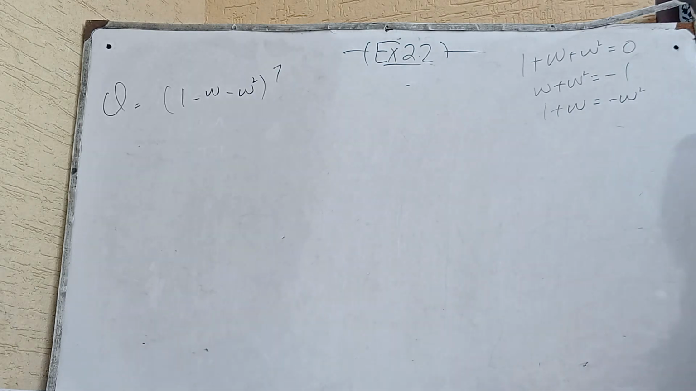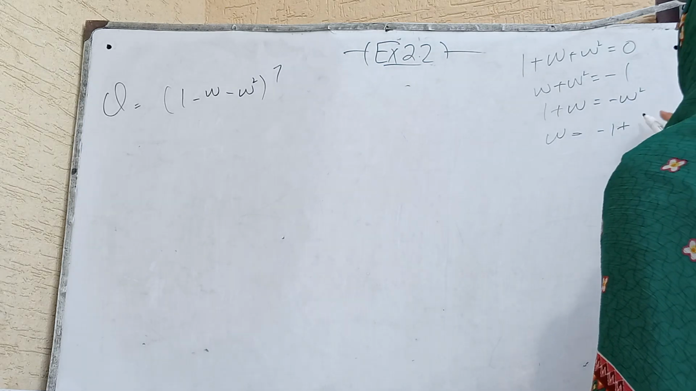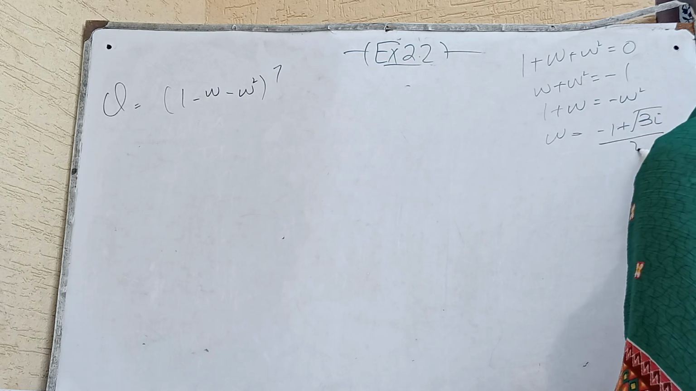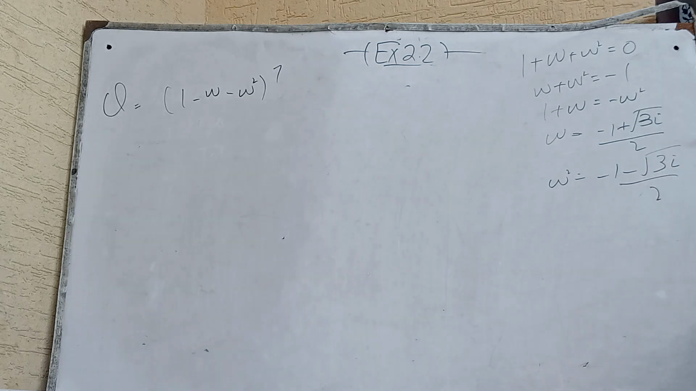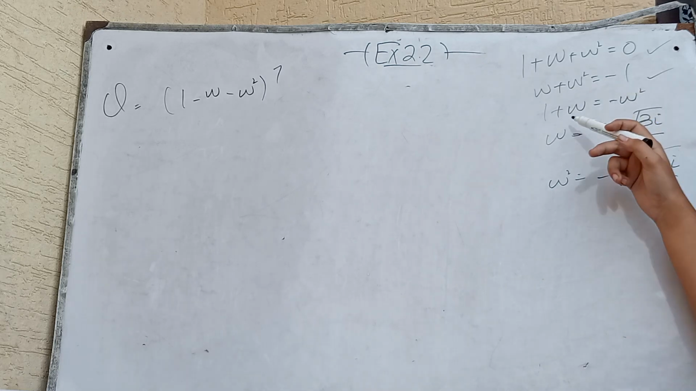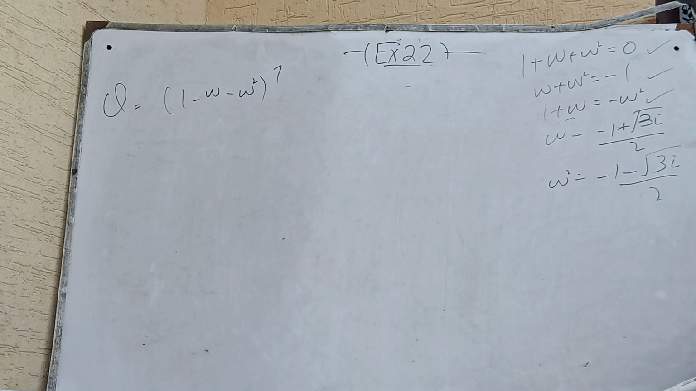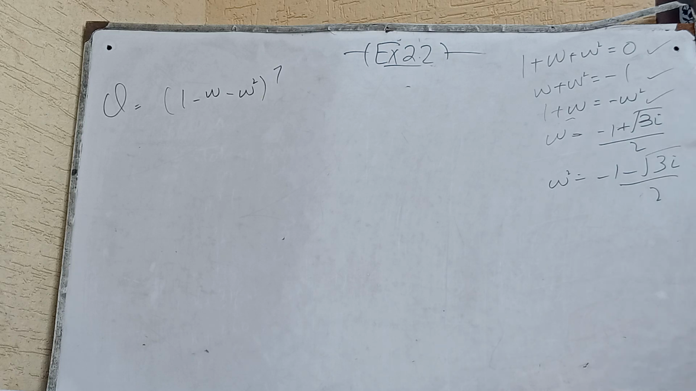The following identities we know: omega is equal to minus 1 plus square root 3 iota divided by 2, and omega square is equal to minus 1 minus square root 3 iota divided by 2. So by solving the question, we first have 1 plus omega plus omega square is equal to 0. Omega plus omega square is equal to minus 1. 1 plus omega is equal to minus omega square. And the omega value is minus 1 plus square root 3 iota divided by 2, and omega square is minus 1 minus square root 3 iota divided by 2.